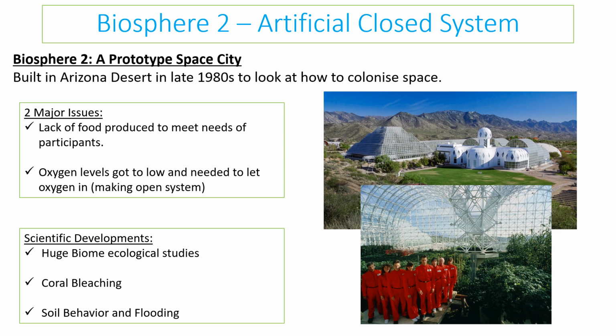Now scientific developments as a result of this have continued, however. So whilst Biosphere 2 at the time was considered a failure, it actually has become a really important area of scientific understanding, because now we can carry out huge ecological studies in different biospheres, and it has become one of the world's biggest ecological laboratories. And we have used it to predict and study the effects of coral bleaching, which we now see happening in the real world.